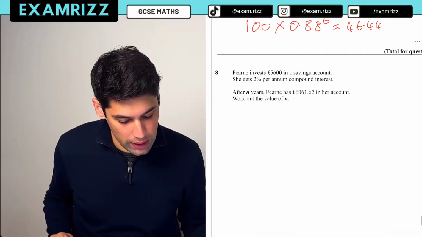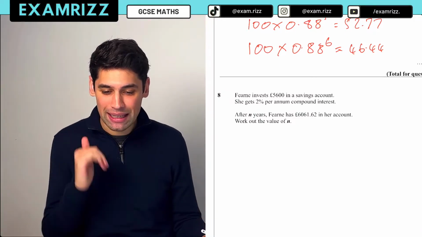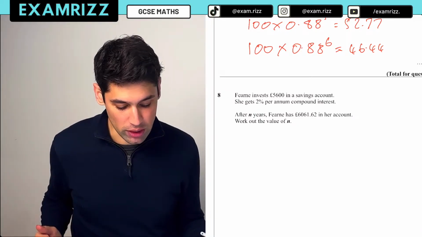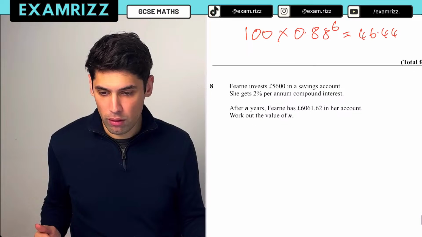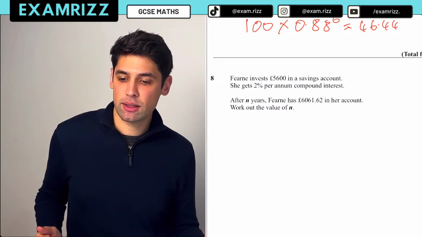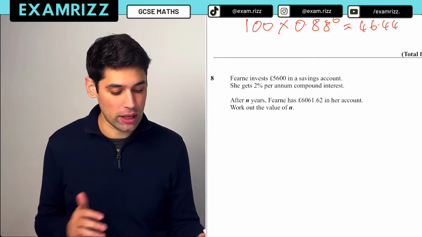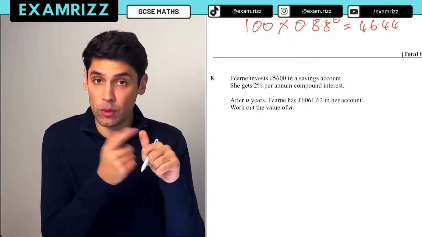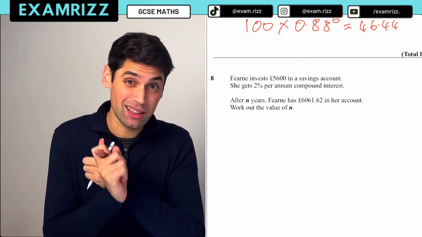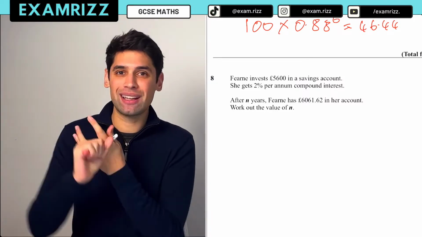Let's try question 8 again, because it's a very slightly different type of question here. Fern invests £5,600 in a savings account. She gets 2% per annum compound interest. After n years, she has this much. So, okay, they're telling us the original amount. They're telling us the percentage increase, so we can work out a decimal multiplier, but they're not telling us how many years.